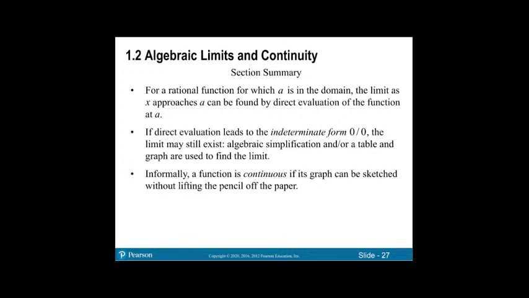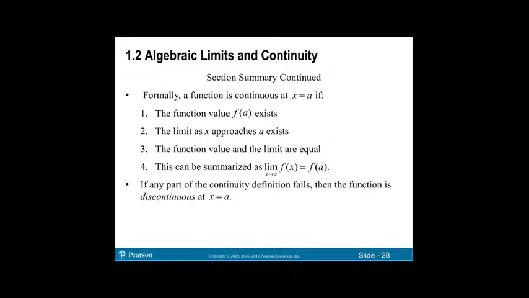And formally, a function is continuous if the graph can be sketched without lifting the pencil off the paper. Formally, a function is continuous at a if the function value f of a exists, the limit as x approaches a exists, and the function value and the limit are equal. This can be summarized: the limit as x approaches a of the function is f of a. That's what we mean by continuity. If any part of the continuity definition fails, then the function is discontinuous at that point.